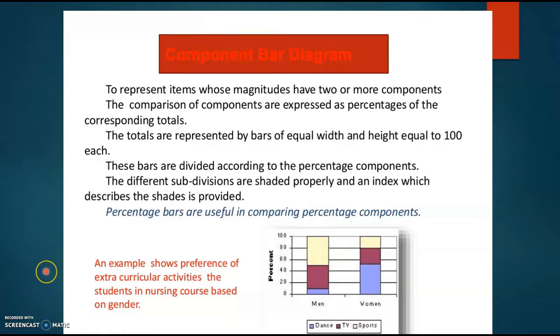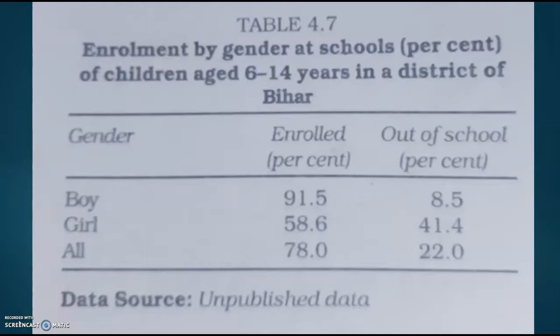These component bar diagrams or charts are also called sub-diagrams and are very useful in comparing the sizes of different component parts and also for throwing light on the relationship among these integral parts. Children, look at this picture. This is the table 4.7 of your textbook, page number 48. The bar might show the total population of children in the age group of 6 to 14 years. The components show the proportion of those who are enrolled and those who are not.